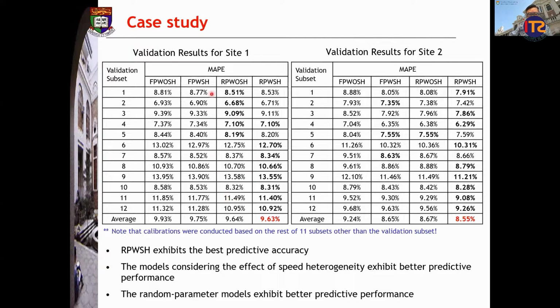So as you see here, generally the random parameter model has better prediction performance than the fixed parameter model. As you see, the lowest MAPE is mostly in the last two columns of the two sites, and also there is the effect of heterogeneity. The consideration of this speed heterogeneity will also give better prediction results, and generally you see with speed heterogeneity data you can have a lower error in the prediction. So you can also see the random parameter model generally performs much better than the fixed parameter models.